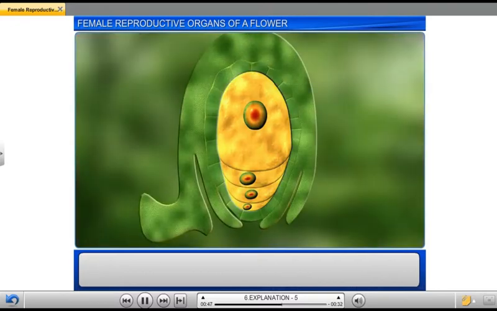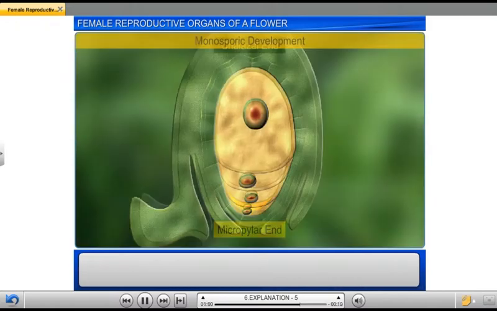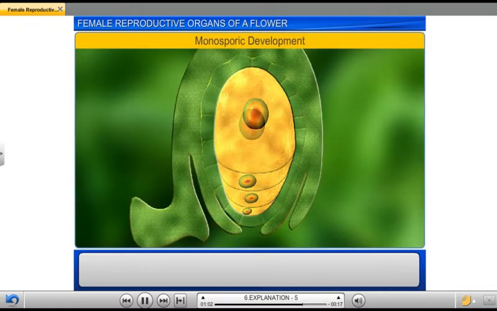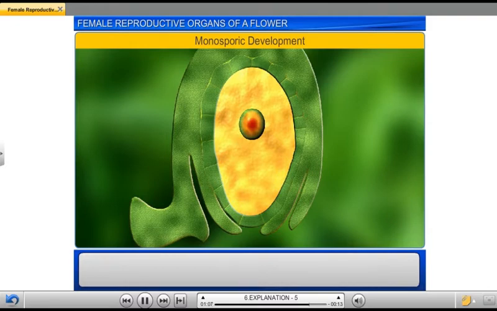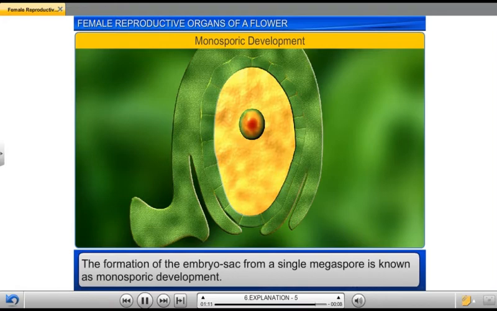Of the 4 megaspores, usually the one near the chalazial end becomes functional, whereas the other 3 near the micropylar end degenerate. The functional megaspore enlarges and simultaneously undergoes mitotic division to form an embryo sac. This type of formation of the embryo sac from a single megaspore is known as monosporic development.